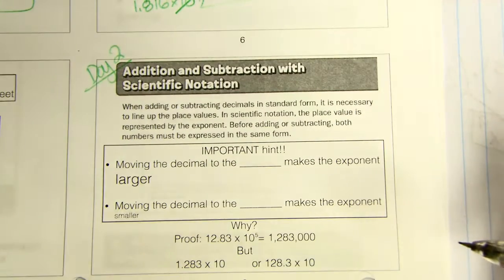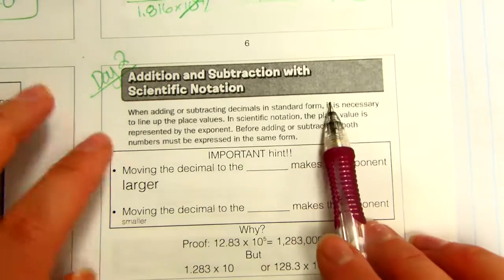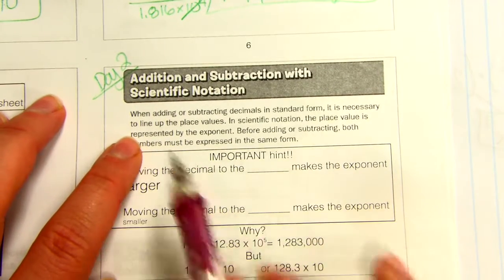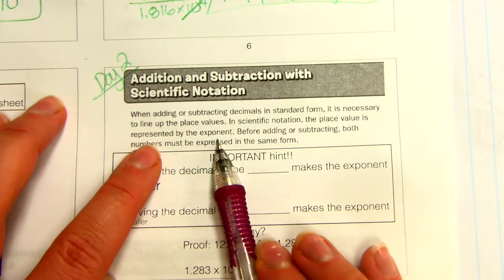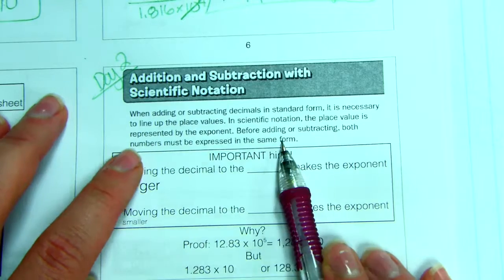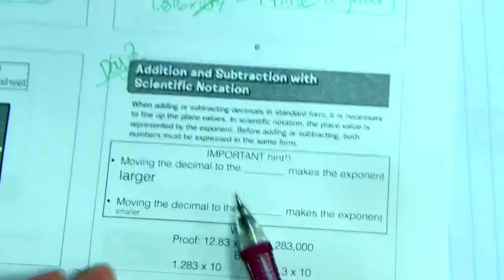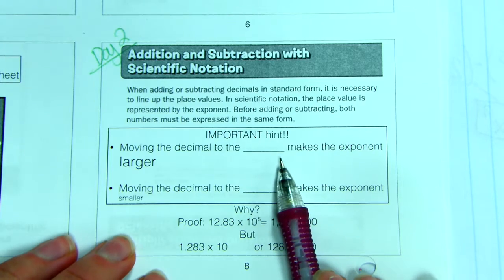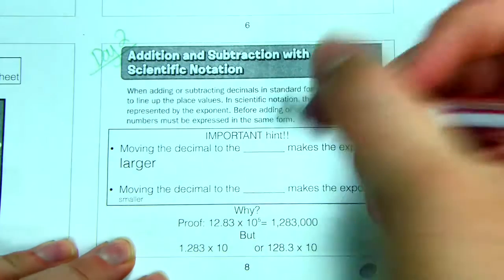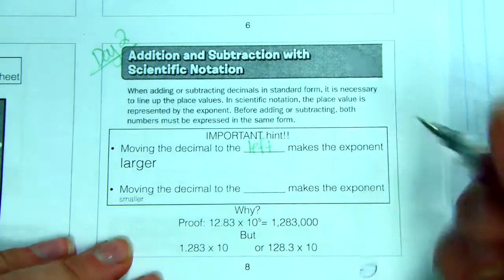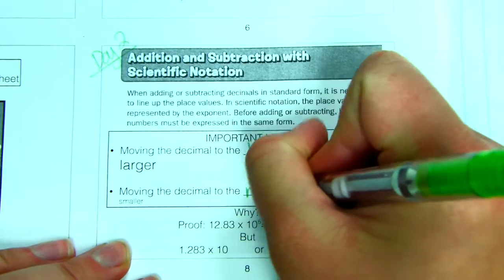Okay, so when adding or subtracting decimals in standard form, it is necessary to line up the place values. In scientific notation, the place value is represented by the exponents, so that means the exponents have to be the same. Before adding or subtracting, both numbers must be expressed in the same form. Now this looks a little bit different than your notes, but it's the same concept. Moving the decimal to the left makes the exponent larger. Moving the decimal to the right makes it smaller.